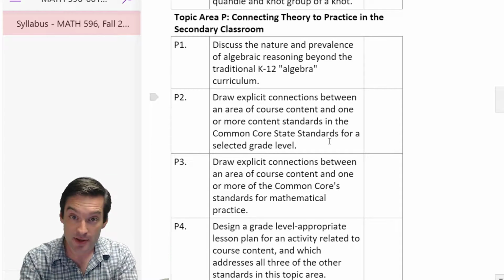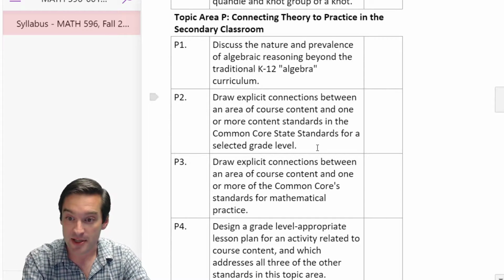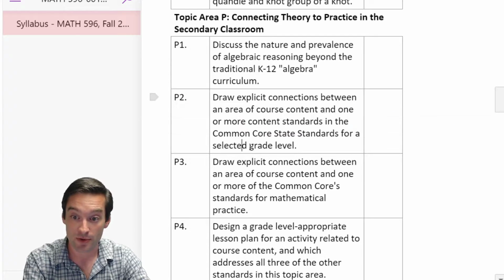So I'm going to try to get you together into groups of fellow educators teaching at roughly the same grade level so that you can think together about how 7th graders think about these, or how my 10th graders think about these. And so when it says for a selected grade level, that's going to be the grade level that you teach, or that you teach most of the time if you have bounced around a little bit.